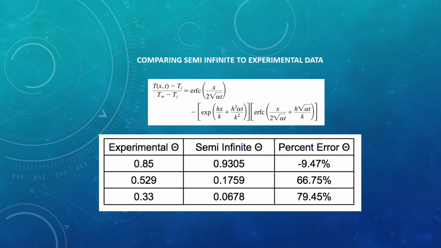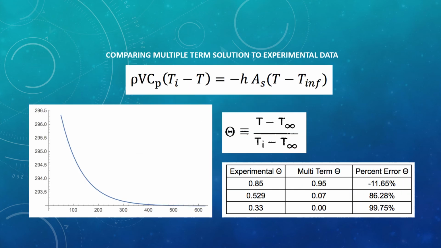So the semi-infinite solution, using this equation that we've got, is pretty ugly, but it turned out to be more accurate than lump capacitance or one term. And it was pretty cool to be able to figure out how to use this equation. This wasn't one that we really used in class. We had to find it in the book. And so plugging our numbers into this equation, we found percent errors of 9% to 79%.